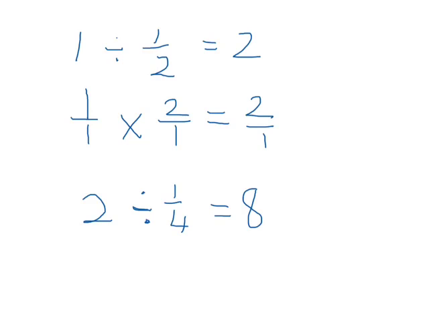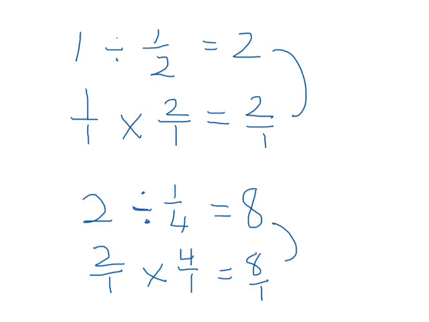Now let's check with another example: 2 divided by a quarter. We write our 2, you can write it over 1 if you want to make it look like a fraction. 2 is not a fraction, it's a whole number. You change the divide to a times sign, and you flip the second one upside down, so that becomes 4 over 1. 2 times 4 is 8 over 1, which is 8. So they're the same.